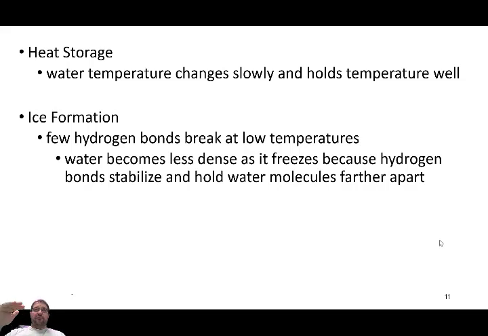Because if ice was more dense than liquid water, you'd have a huge problem. No life could have evolved in aquatic systems. No life would exist on this planet because ice would form on the surface like it's done for billions of years. And that ice would then sink all the way to the bottom, crushing all the organisms underneath it, and life would not exist in any aquatic form.